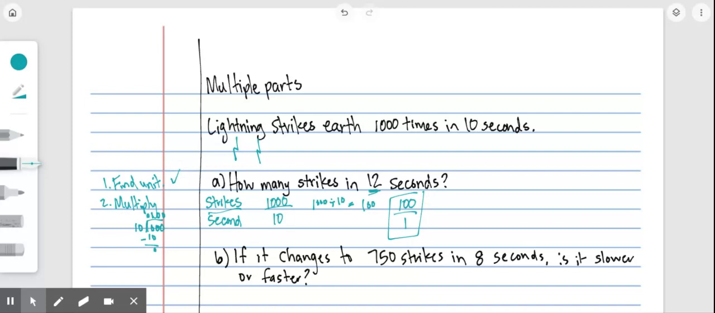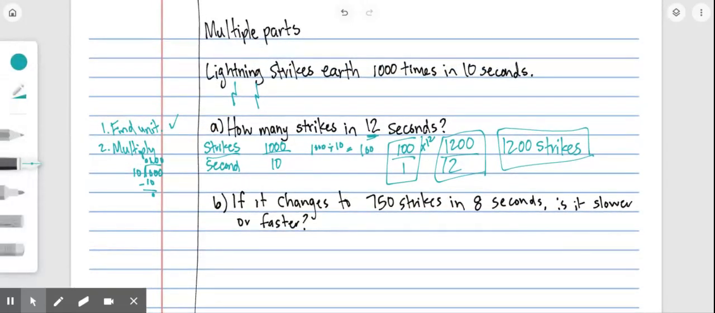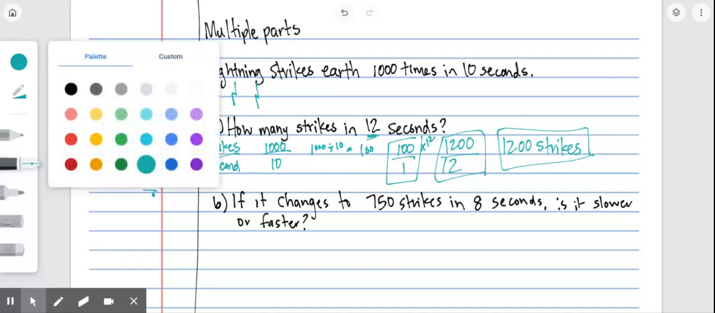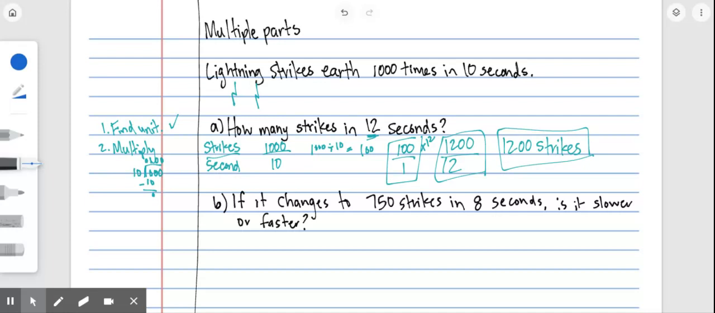So then now it wants to know how many strikes in 12 seconds. Well, if every single second is 100 strikes, then I just have to multiply by 12. So this becomes 1,200 strikes in 12 seconds. So 1,200 strikes in 12 seconds. Okay. All right. So then the second question asks, if it changes to 750 strikes in 8 seconds, is it slower or faster? So for this one, I have to figure out what is the unit rate. Find unit. And then I'm going to compare it to the original unit. Compare.